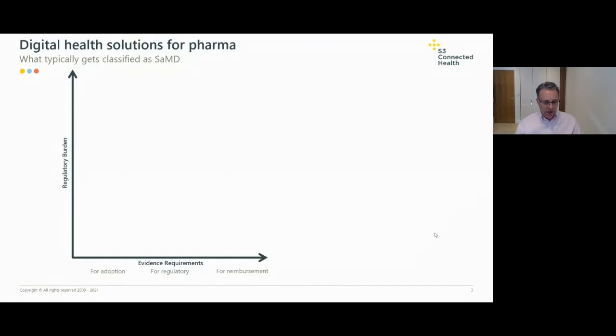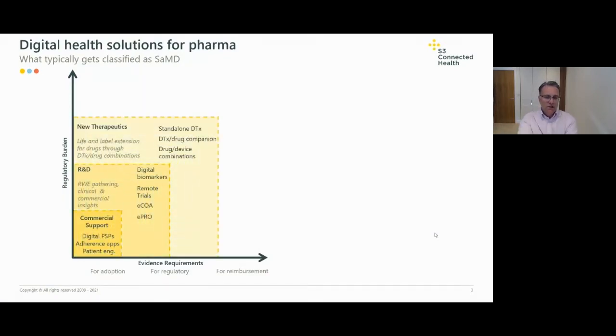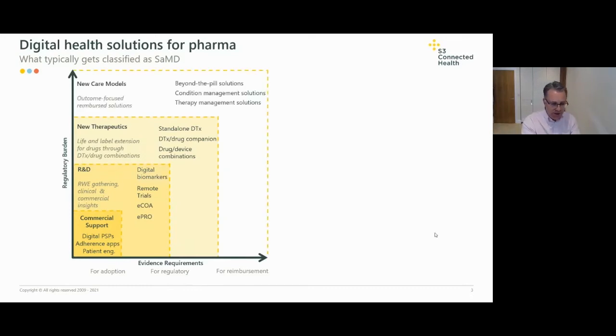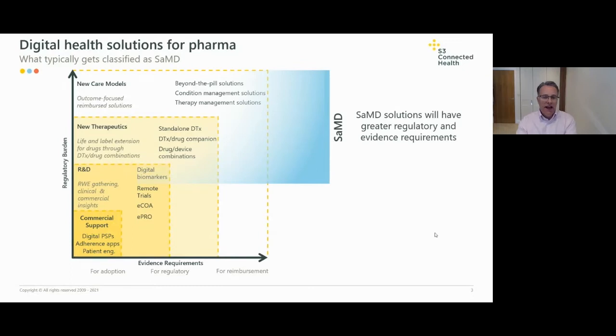And if you can build 3 or 4 clicks on this, that'd be great. So to elaborate, and then just one more, please, or 2 more, sorry, there we go, until there's a blue box, there we go. So to elaborate on this a little further, this graph shows different types of digital health solutions and what tends to be classified as software as a medical device and what isn't.